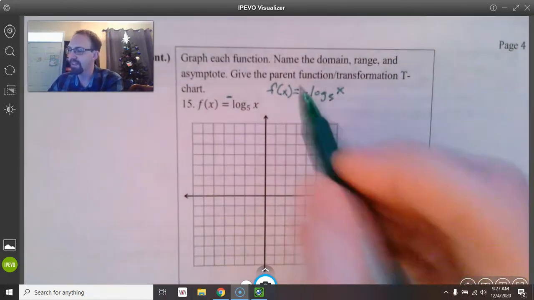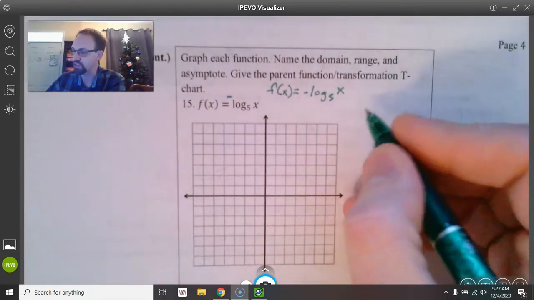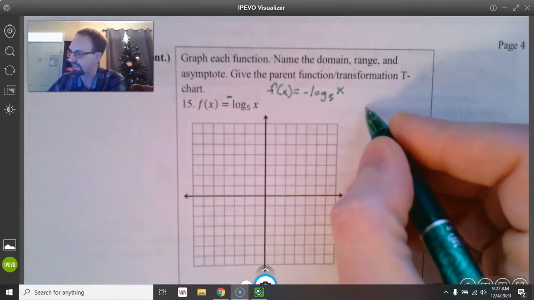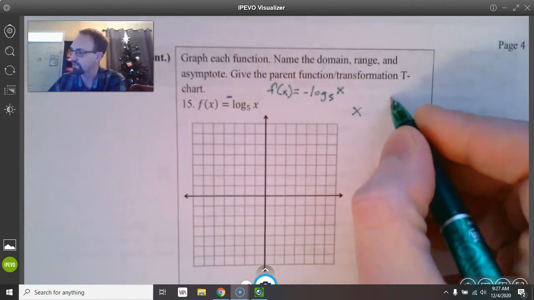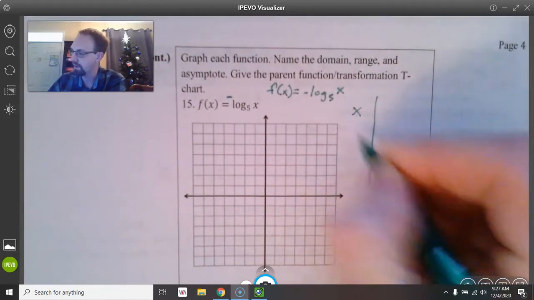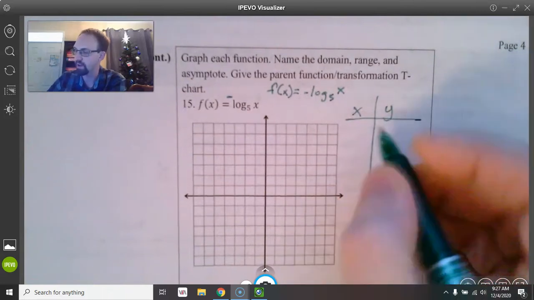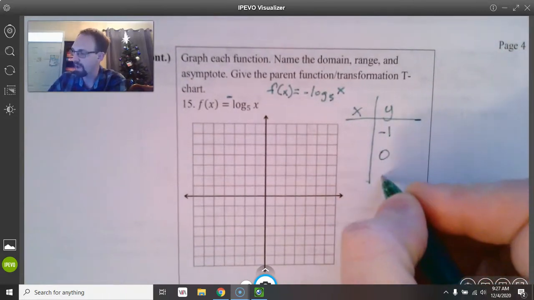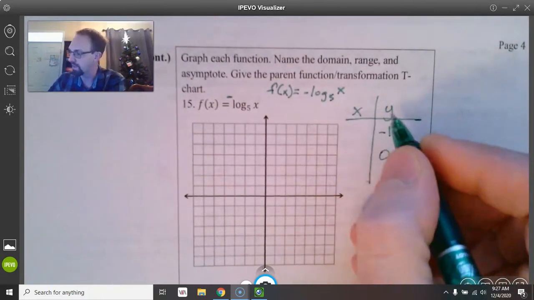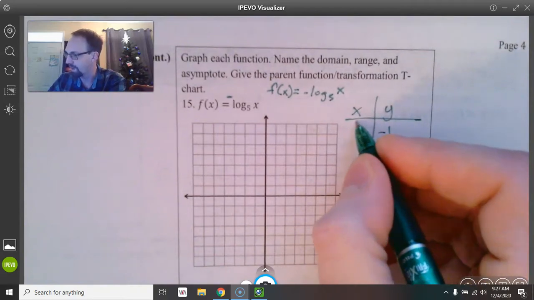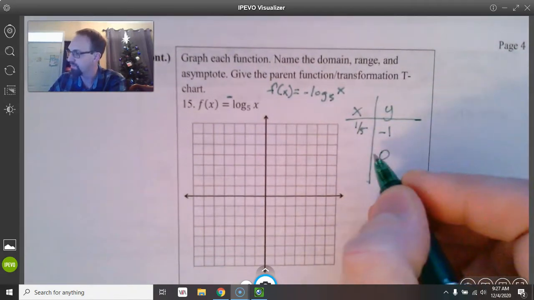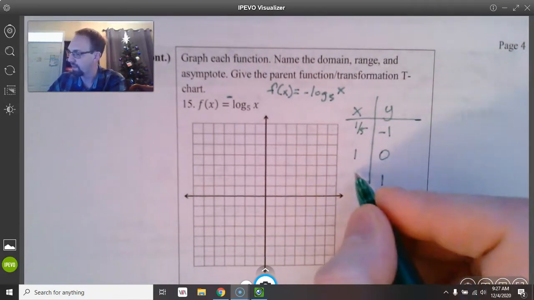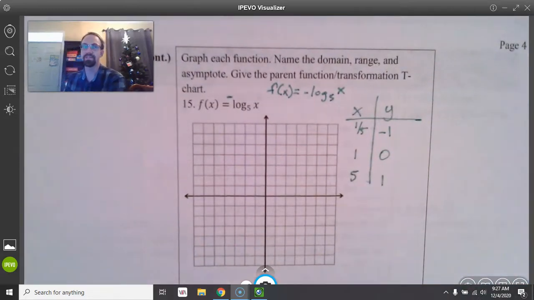So it says give the parent function transformation t-chart. So just to showcase what that looks like, we start with our original t-chart that we made, where we have 1 over b, so base is 5, so this is going to be 1/5, that's 1, and then that's 5. That's our original one.